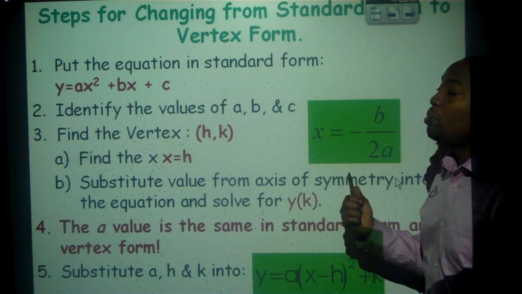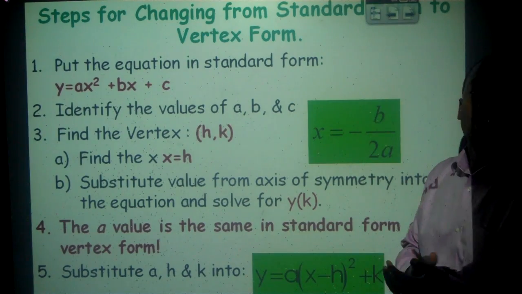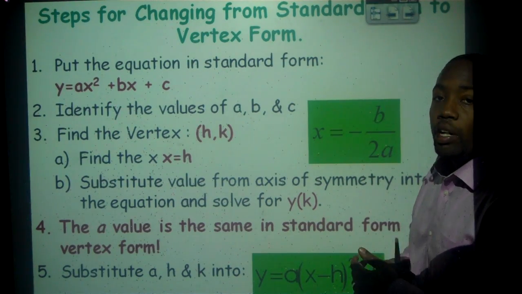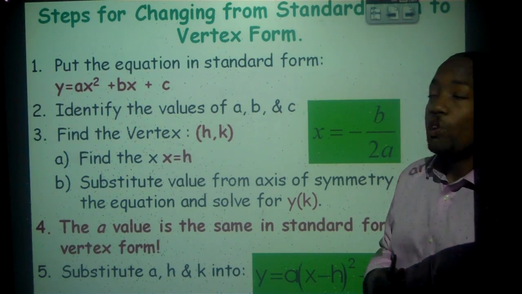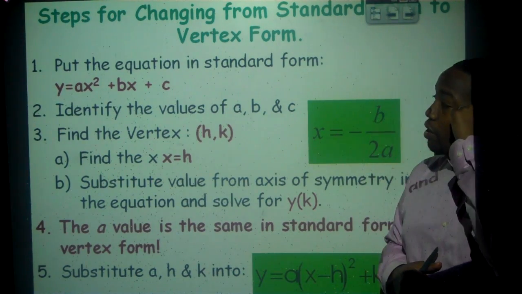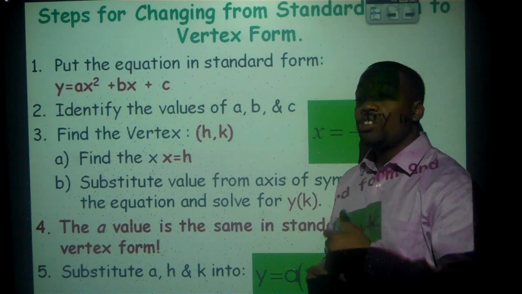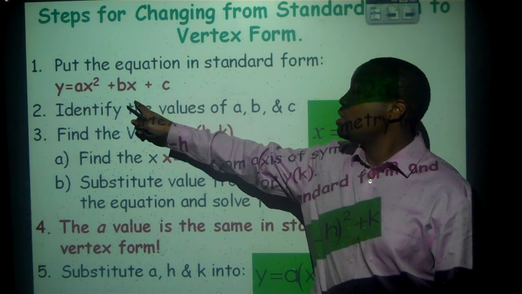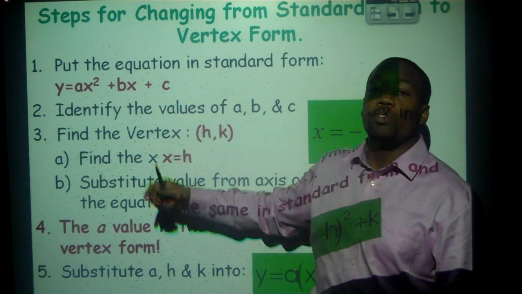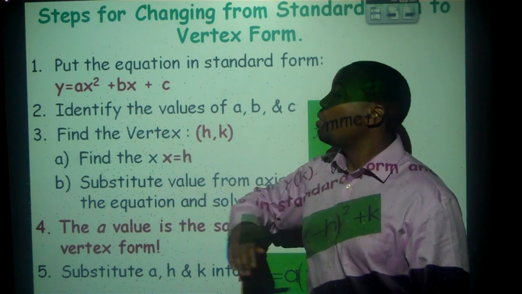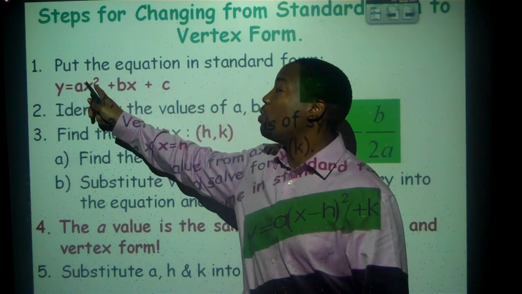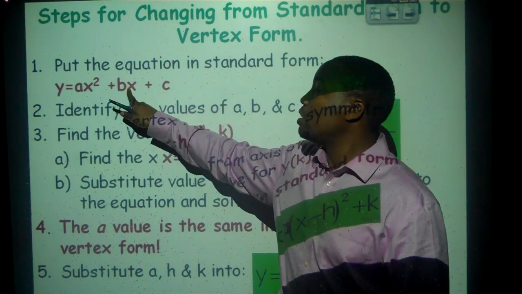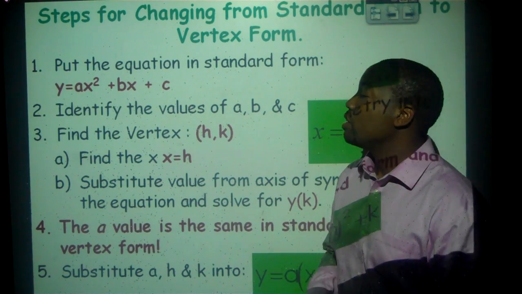Alright, so there's a couple steps. We've got 5 steps. It looks confusing, looks kind of hard, but it's not that bad. We just have to get into the format of doing it over and over again. So the first thing is to make sure this is actually put in standard form. The highest term goes first, so ax squared goes first, bx goes second, and my constant goes last.